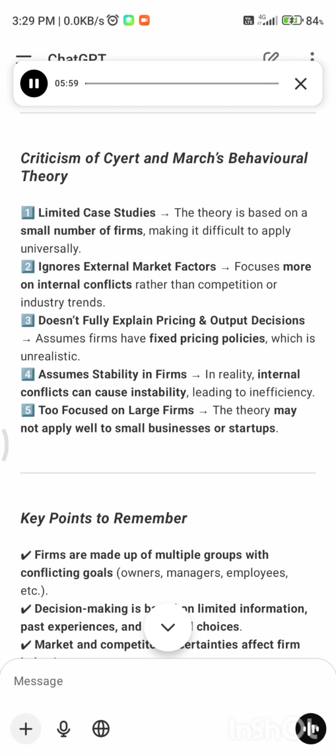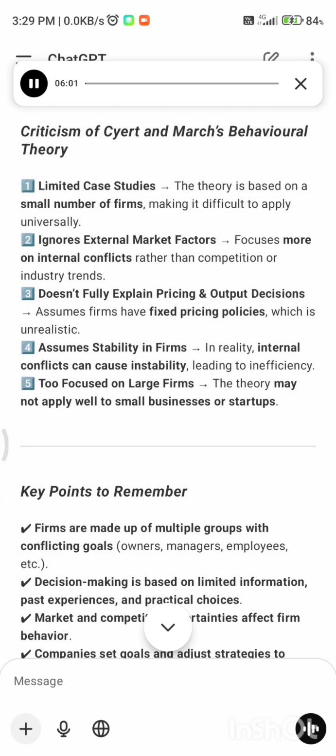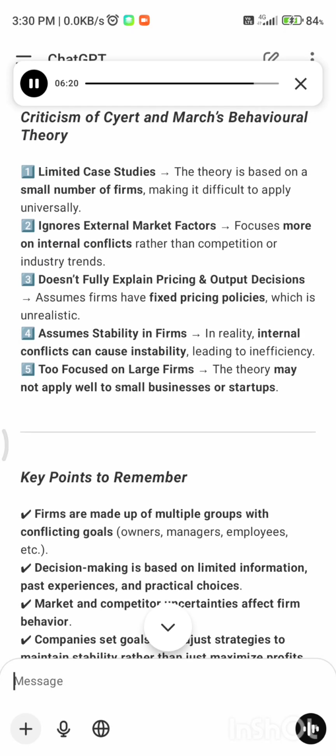Criticism of Sayert and March's behavioral theory. 1. Limited case studies. The theory is based on a small number of firms, making it difficult to apply universally. 2. Ignores external market factors. Focuses more on internal conflicts rather than competition or industry trends. 3. Doesn't fully explain pricing and output decisions. Assumes firms have fixed pricing policies, which is unrealistic.